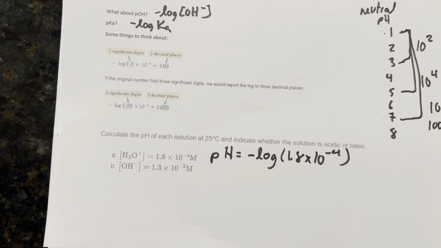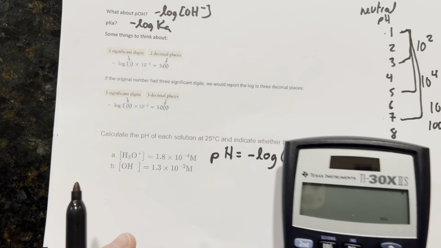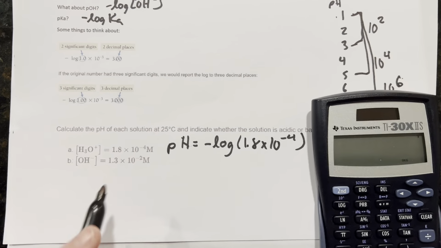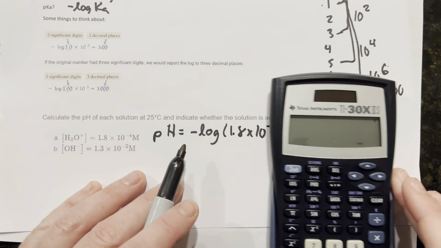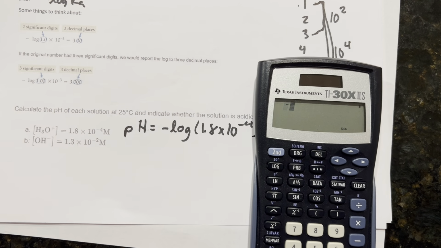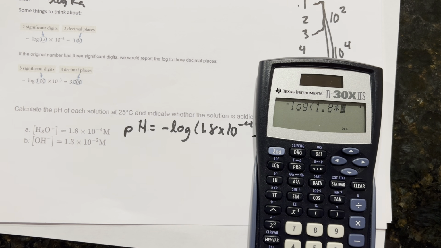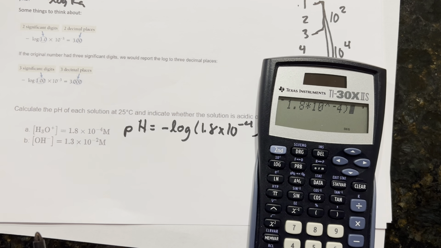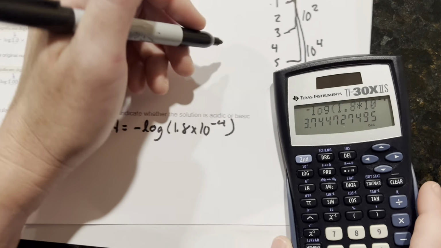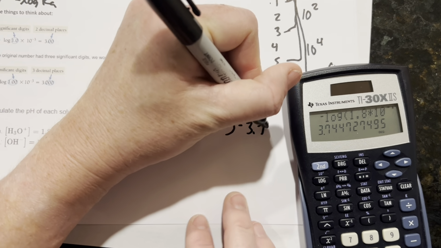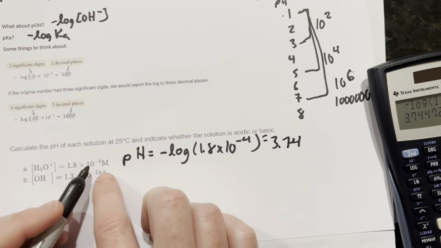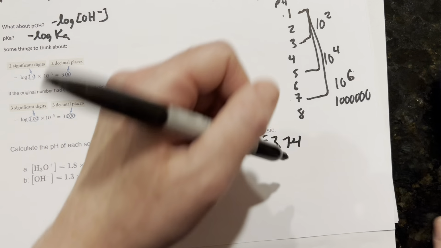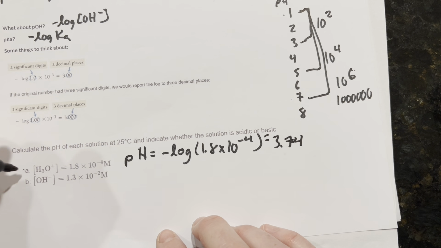And so that's hopefully helpful in guessing these things. Okay, so it'll be anywhere plus or minus 1 of that value. All right, so negative log of 1.8 times 10 to the negative 4, and I get an answer of 3.74. And it should make sense, again, because it's plus or minus 1 of that exponent. So 3.74 is the pH of this one.